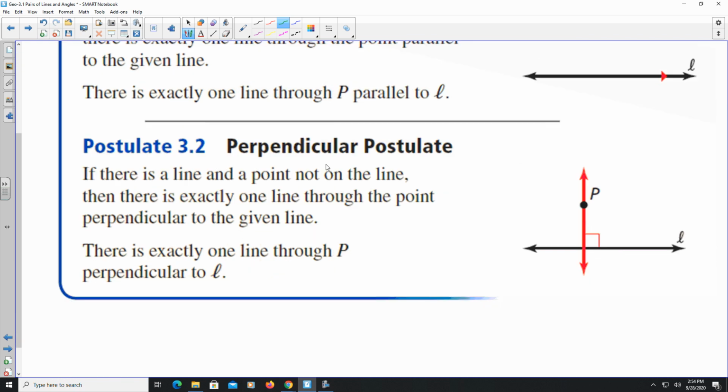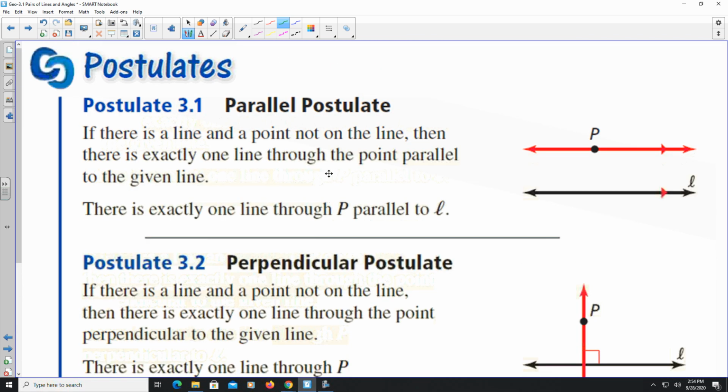Here we have two postulates. One is a parallel postulate. The conditional statement says if there is a line and a point not on a line, then there's exactly one line through the point parallel to the given line. There's exactly one line through P parallel to L. And so they kind of drew it there.